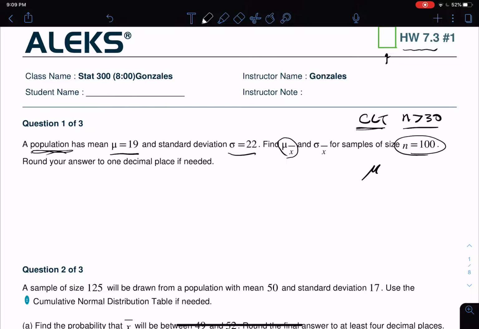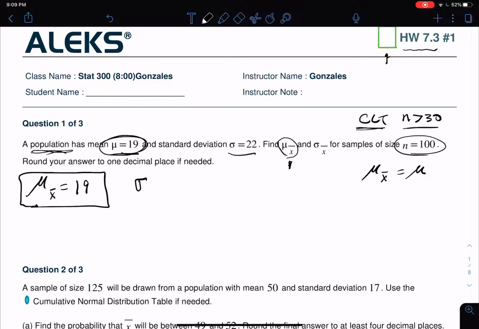First one would be that the mean of my sample means is equal to the population mean. So the first thing they want us to do is find the mean of the sample means. So the mean of the sample means is equal to the population mean. That's going to be 19. Done. The next thing they want is, what is the standard deviation of the sample means?